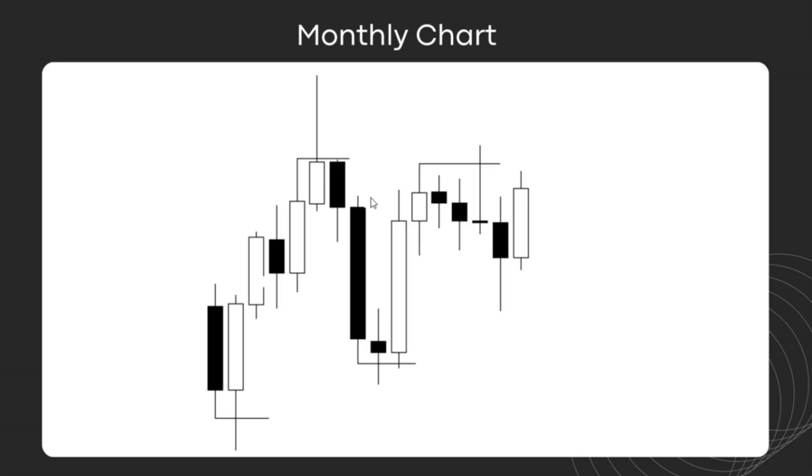Now, as homework for you, I want you to tell me how you would analyze and reverse this price action right here with the same logic. Use the same logic and make sure to send it to me, and I'll give you my feedback on whether it's correct or wrong, right? So that was it for the monthly chart.